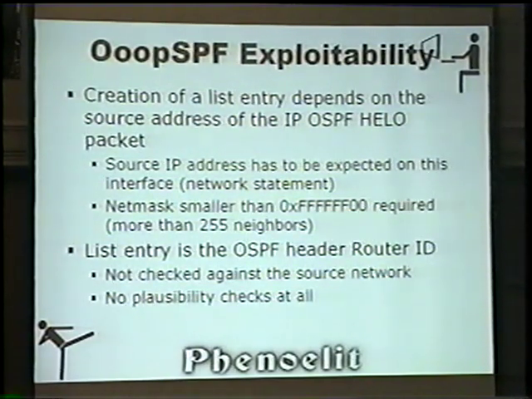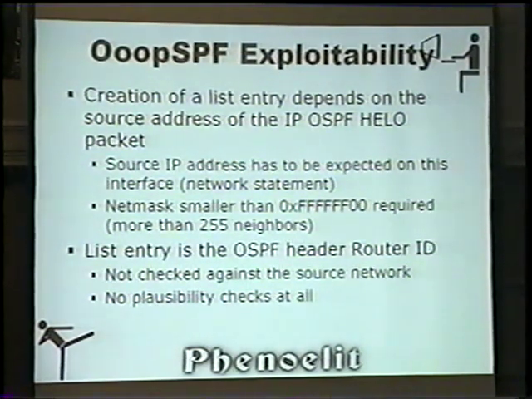The overflow is actually a table of the router IDs of the discovered neighbors. So out of the whole OSPF hello packet, 4 bytes, the router ID, which is usually an IP address, is taken and written to a table. Now this table grows and eventually overflows some memory structure. The source IP address for the hello, of course, has to be in the range that the network statement specifies for expected neighbors. Otherwise, it's going to be dropped anyway. And of course, to have more than 255 neighbors, you need a netmask smaller than /24.